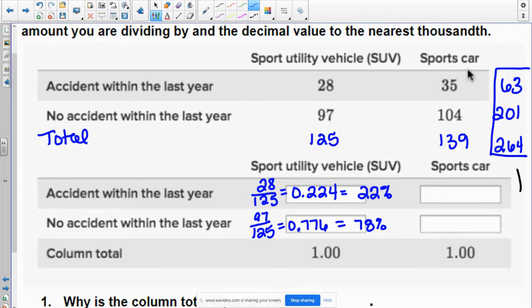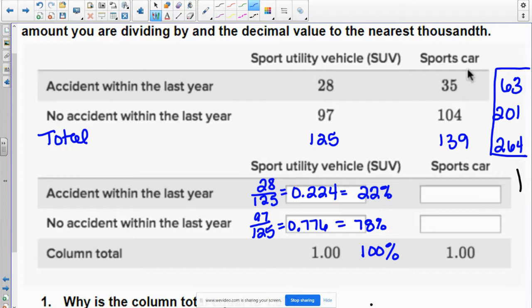Now, if you look at this, if you take 0.224 and add that to 0.776, you will notice that adds up to 1. Or if you add up the percentages, 22 plus 78 is 100. Which is awesome, because of course you want your percents to be equal to 100%. That proves that you have mathematically used the whole entire total.